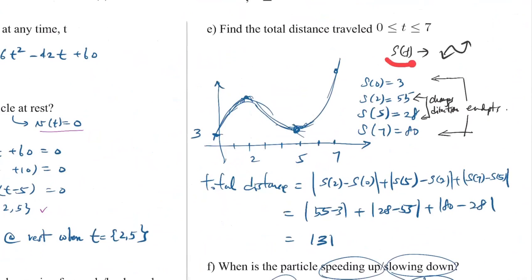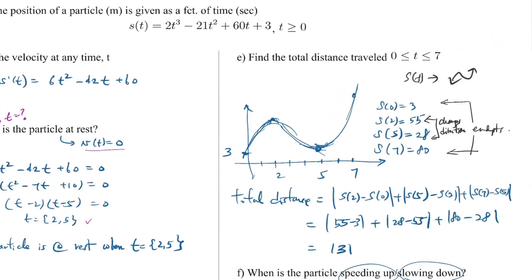Now, the total distance traveled. I basically saw that s of t is cubic, so it kind of looks like this, right? It was a positive cubic, so it had to look like this. Knowing when it's at rest, I know it sort of looks like this, right? The curvature. And the y-intercept is 3, so I knew that it had to go up, come down, and up again. But I need to plug in the values to figure out what they are. As it turns out, it's 3, 55, 28, 80. That's the position of the particle at times equal to 0, 2, 5, and 7, respectively.